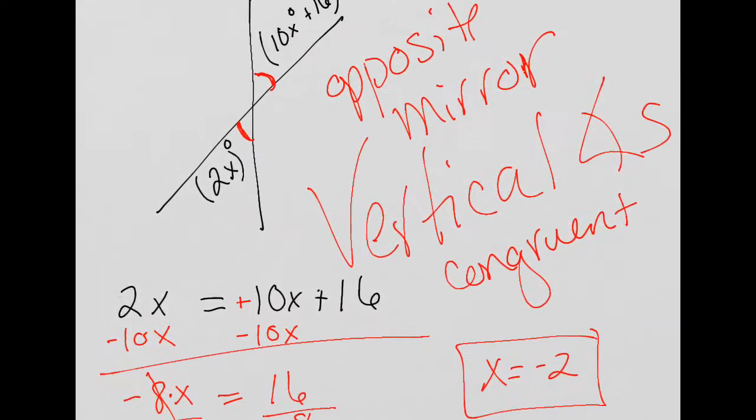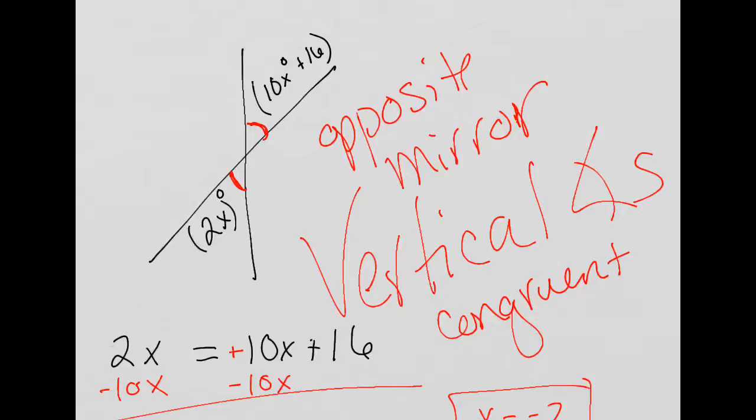Sometimes it will ask you for the measurement of those angles. Because vertical angles are congruent, it shouldn't matter which one I plug it into, so I'll do it to both to show you that they are actually congruent. This is a great way to check your answer. So I figured out x to be negative 2. 2 times negative 2 is negative 4. If I did it on the other side, 10 times negative 2 is negative 20, and negative 20 plus 16 is negative 4. So I do get the same answer.